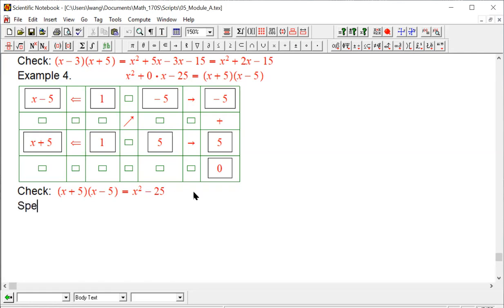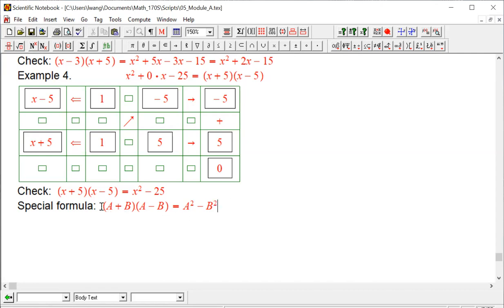The special formula I'm referring to is that a plus b times a minus b is equal to a squared minus b squared.